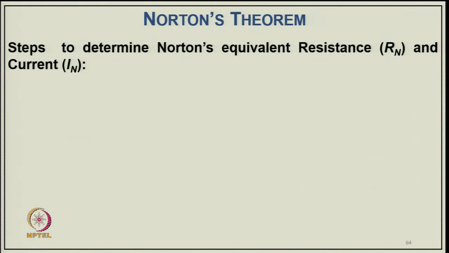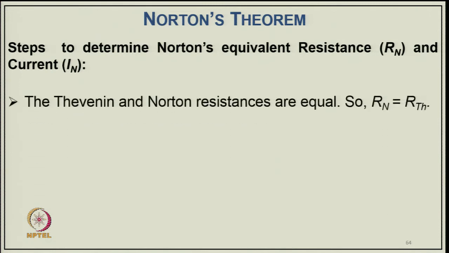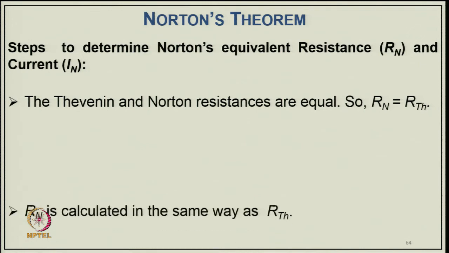Now, coming to the step to determine the Norton equivalent resistance and the current I N: the Thevenin and Norton resistances are equal. So R N equals R TH.